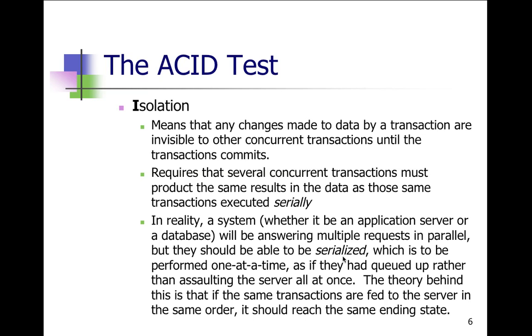So it requires that several concurrent transactions must produce the same results in the data as those of the same transactions executed serially. So simultaneous transactions or concurrent transactions don't actually occur concurrently. One of them occurs first, another one occurs second and third. So they're done in a serial fashion instead.